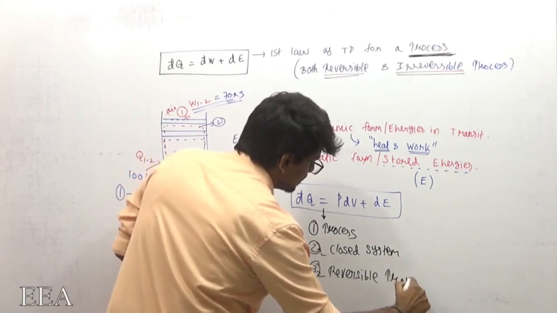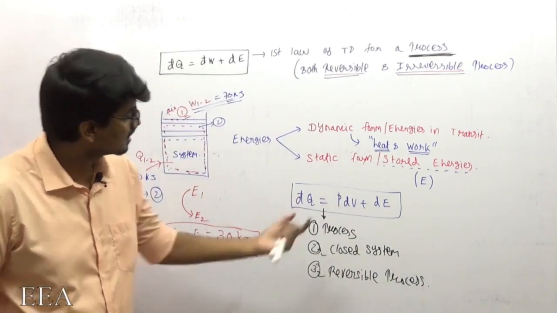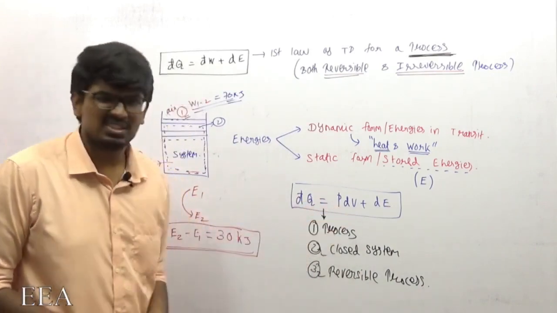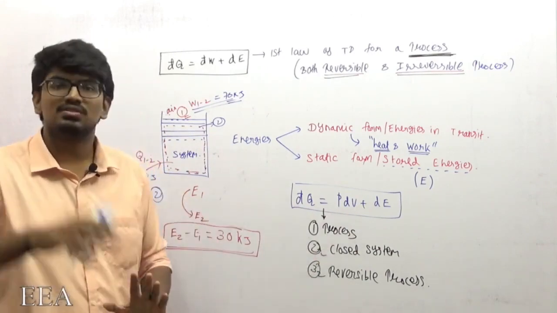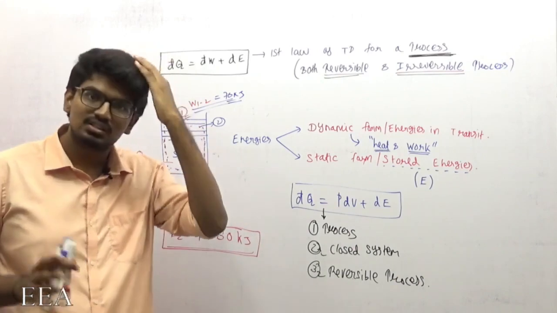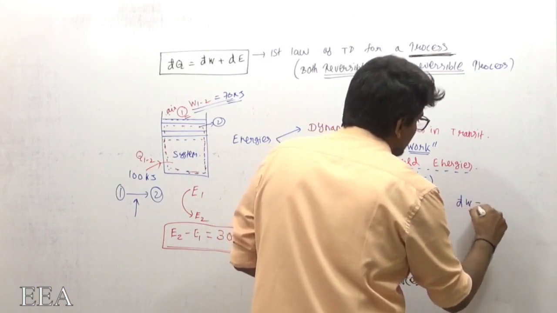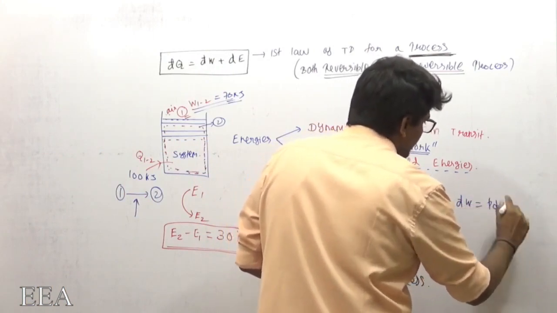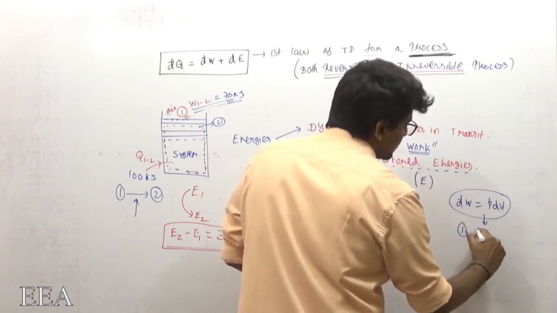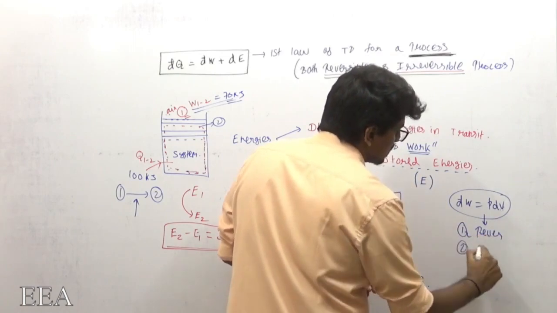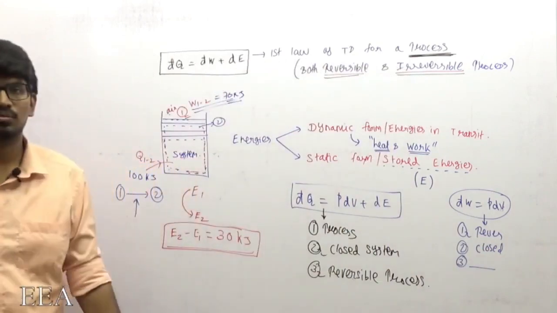Why only to a reversible process? Because d dash w is equal to PdV. It is the PdV equation, displacement work or closed system work. It is defined for a reversible process, which we discussed earlier at the start of this chapter. So d dash w is equal to PdV. What are all the assumptions of this equation? One, it has to be reversible. The process has to be reversible. Two, closed system. And three, obviously the work should cross the boundaries.